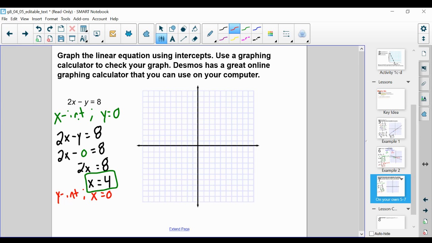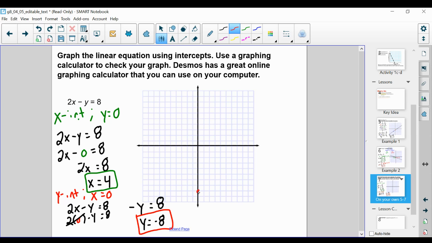So now, let's redo it, and let's find the y-intercept. Again, that means that x is going to be equal to 0. So we have 2x minus y is equal to 8. We have 2 times 0 minus y is equal to 8. 2 times 0 is 0, so we're left with negative y is equal to 8. But we did not solve for y. We have the opposite of y is equal to 8. So we can divide both sides by negative 1, and we get that y is equal to negative 8. So therefore, our y-intercept is negative 8.